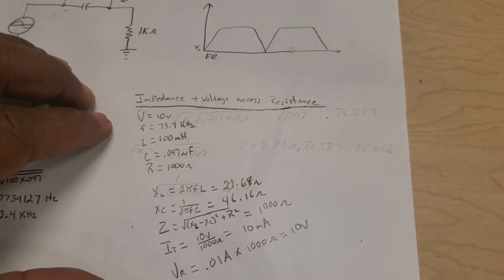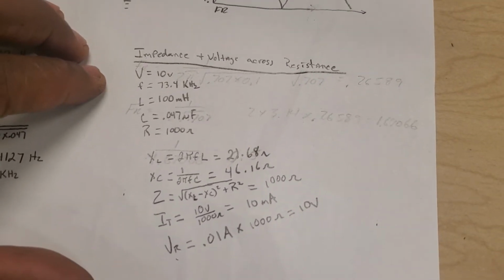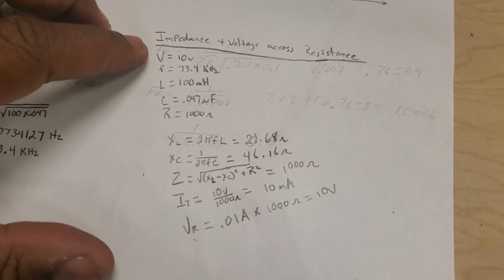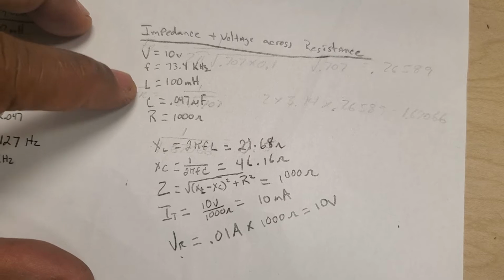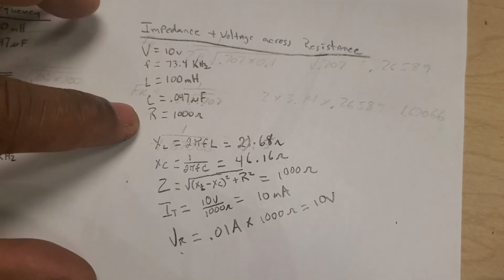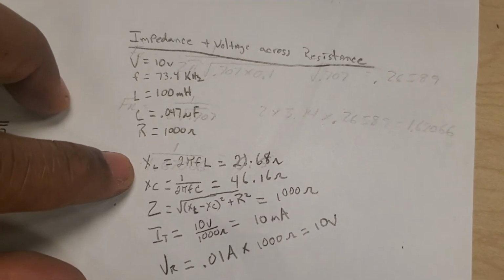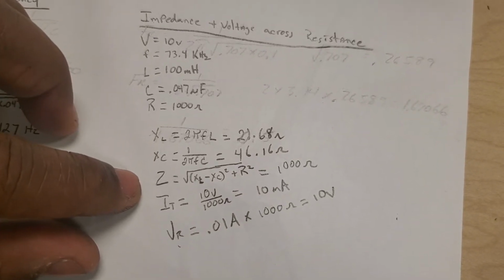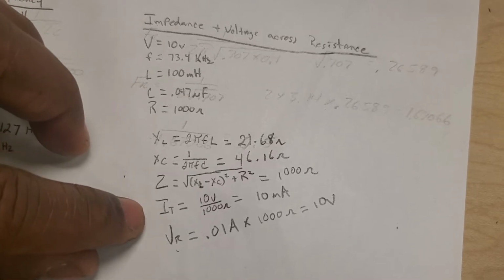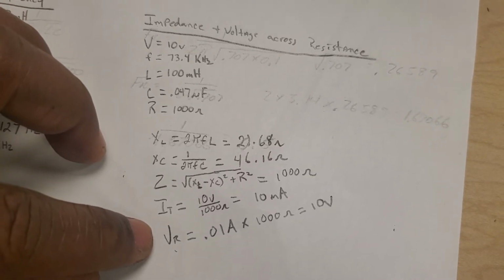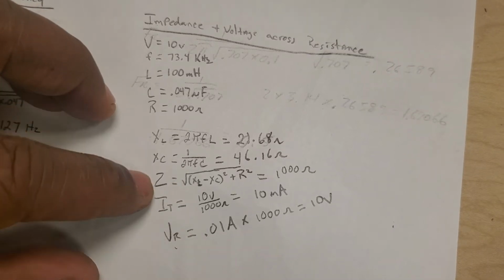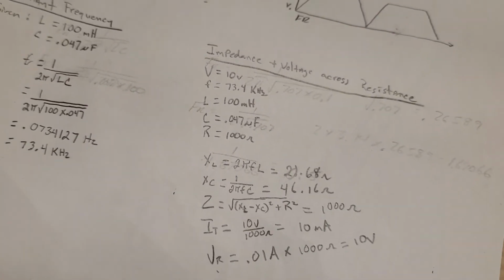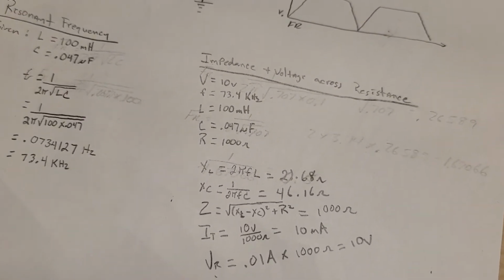The next calculation we did was for the impedance and voltage across resistance, which is actually several calculations. So we have our given voltage, frequency, inductance, capacitance, and resistance. Okay, so now I can just amp up the voltage at this point. And here are all of our solutions, because when you get to our resonant frequency. Now, we'll go over to the actual project.